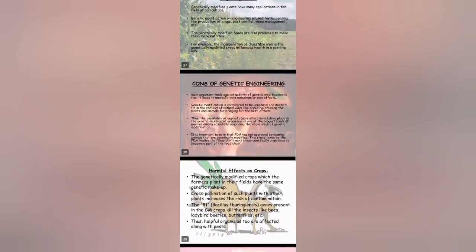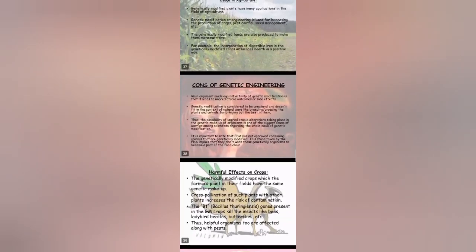Cons of genetic engineering. The main argument made against genetic modification is that it leads to unpredictable outcomes or side effects. Genetic modification is considered to be unnatural and thus unfit in the context of natural ways like breeding or crossing in plants and animals for bringing out the best in them. Thus, the possibility of unpredictable alteration taking place in the genetic makeup of organisms is one of the biggest causes of worry among scientists regarding the whole issue of genetic modification.